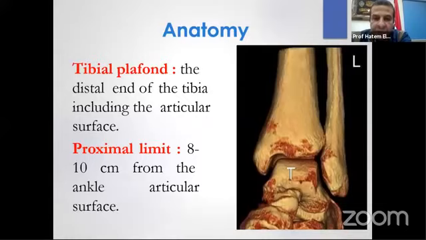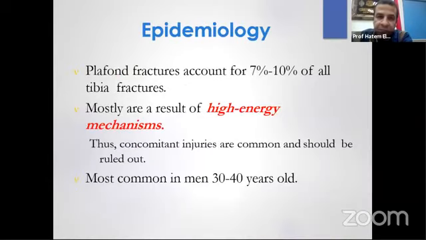Its proximal limit is about 8 to 10 centimeters from the ankle articular surface. Plafond fractures are very common. They account for 7 to 10% of all tibial fractures. They are mostly due to high energy mechanisms. Thus, association of concomitant injuries is common. They occur most commonly in men at the age of 30 to 40 years.